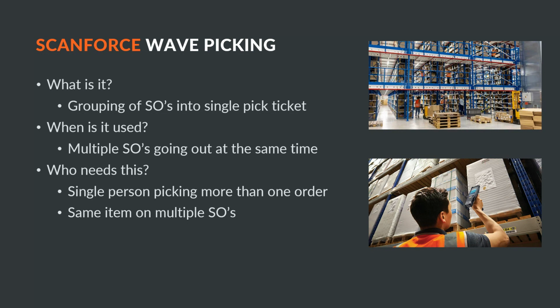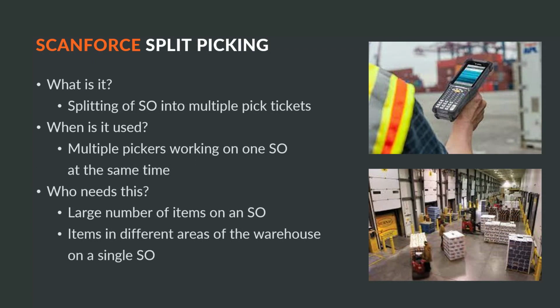Now, in this instance, wave picking, we're talking about taking a bunch of small orders and putting them together. What's the flip side of that? Well, that's taking one big order and splitting it apart. We have a method for that too. It's called split picking. So if I have a big order and I look at it and I say, this is just more than one person can handle.